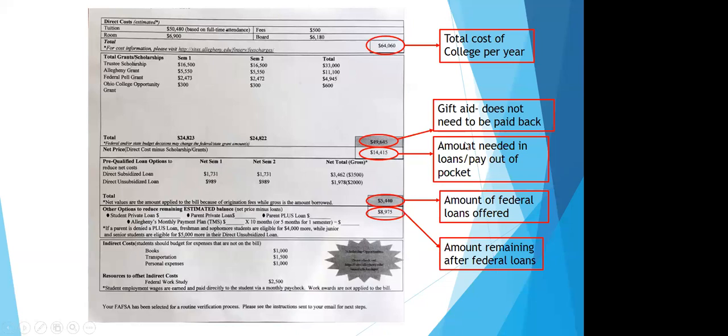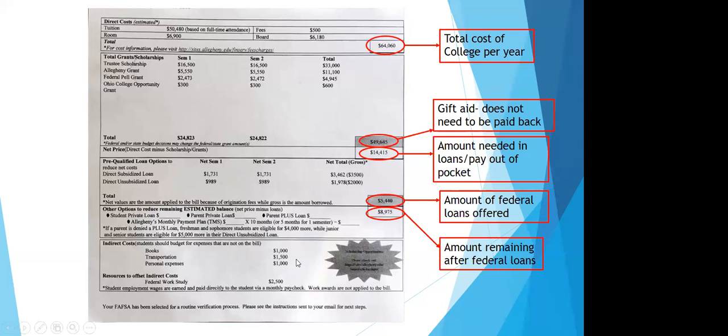So then what they do is they take the amount that's needed to pay out of pocket, this $14,000, and they take out all the federal loans that you'll most likely be borrowing, and then they leave you with the amount remaining after federal loans, which is $8,975,000. One of the things that this letter also does is highlight that the parents can also potentially take out loans. It leaves space for them to do this remaining worksheet of private loans or student loans. And then it also highlights indirect cost.